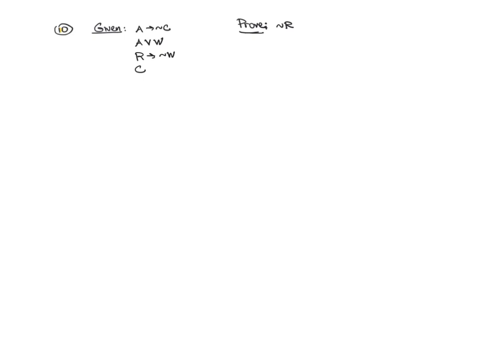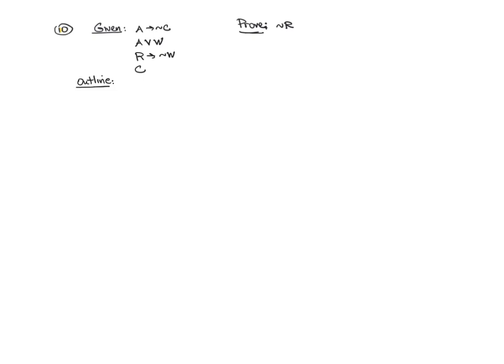So the last one has 4 given statements. We're given if A then not C, and A or W, and if R then not W and C. And we want to prove not R. All right, let's make an outline together. So again, we have to practice writing out proofs in order to be able to write them out ourselves. So the first few I will do with you so you can see how it works.